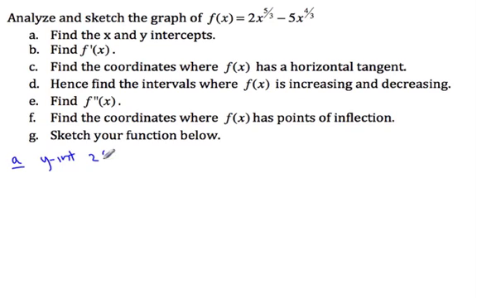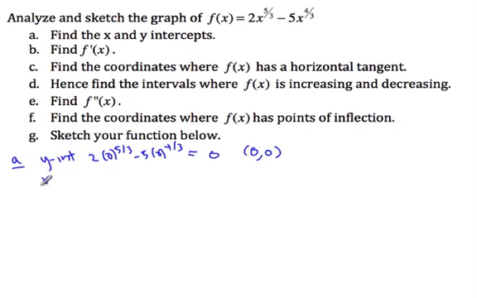So that's 2 times 0 to the 5/3 minus 5 times 0 to the 4/3. That'll equal 0, so 0 minus 0. Yeah, 0 to the 5/3 is 0, times 2 is 0, everything's 0. So the y-intercept is 0, which means it goes through the origin.